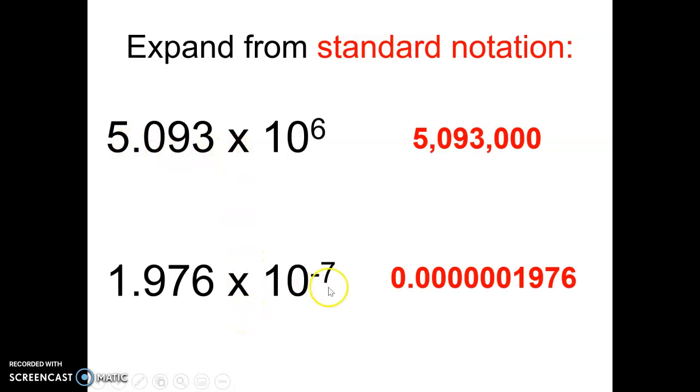Okay, again, you saw the negative. So the decimal was not moving right, it was moving left, making this a smaller number because it's the same as dividing by 10 to the 7. That's what this negative means. It means like it's dividing by this. And we get this value here.